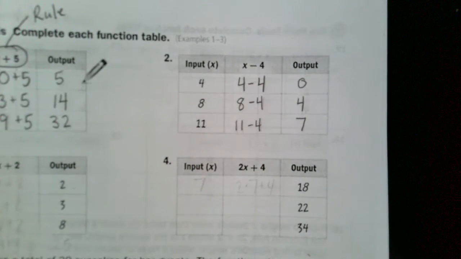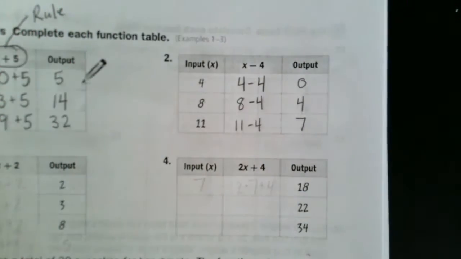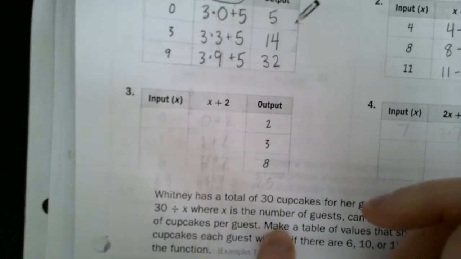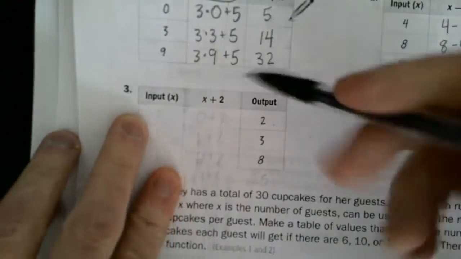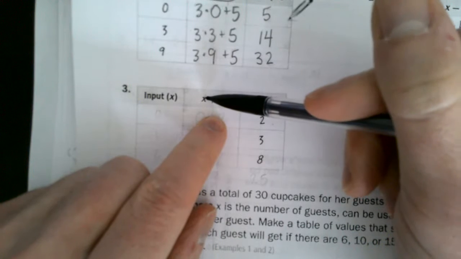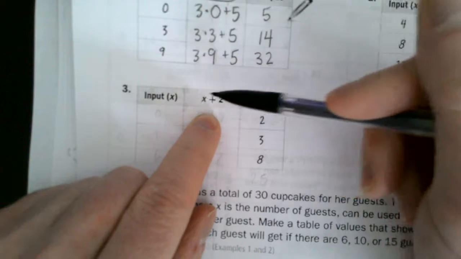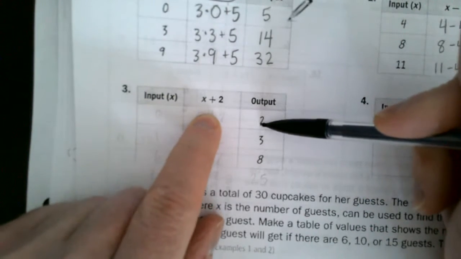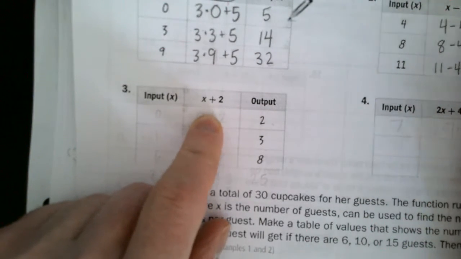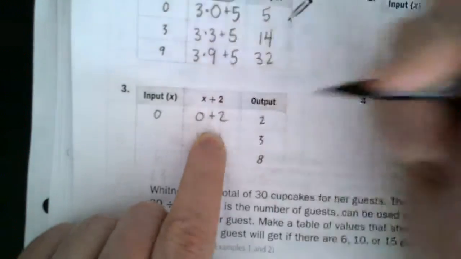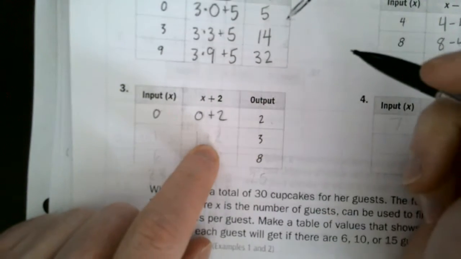Perfect. All right, the next two we're going to do are kind of in reverse. We're going to go backwards. So in these ones, we get the output. We have to find the number that would go into the function to get the output. The rule here is whatever x is, we're going to add 2 to it. So now we're thinking, what do we have to add to 2 to get 2? Well, 0, right? So 0 would be the input. If we do 0 plus 2, we would get 2.